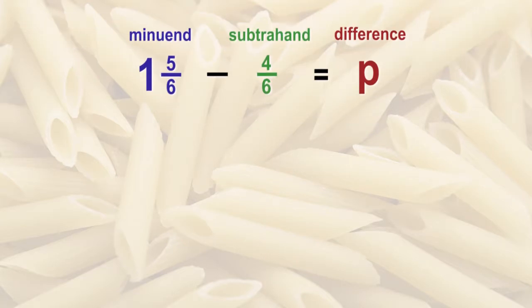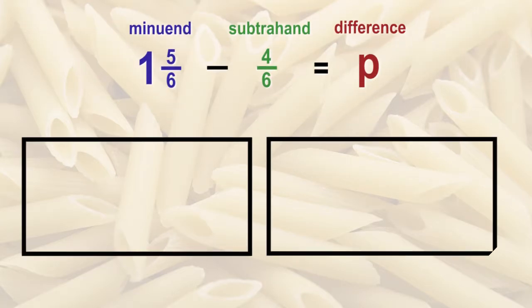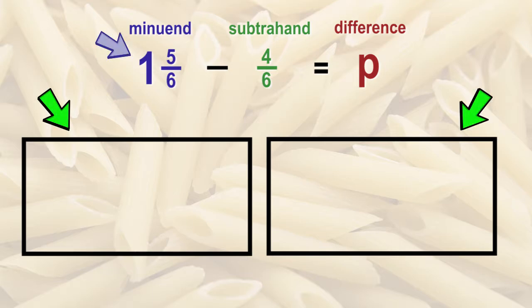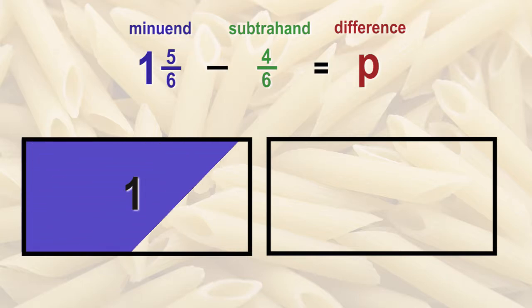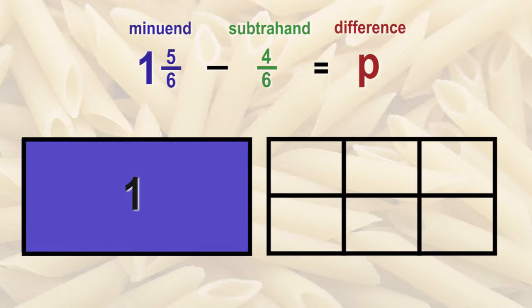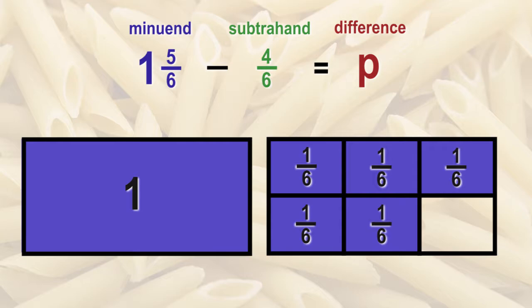Let's model this problem. Start by drawing two rectangles. There will need to be two rectangles because there is one whole package of pasta and another part of a whole, 5/6. Color in the first rectangle completely to represent the one whole. Then divide the second rectangle into 6 and color in 5 parts to represent the 5/6 of a whole she started with.